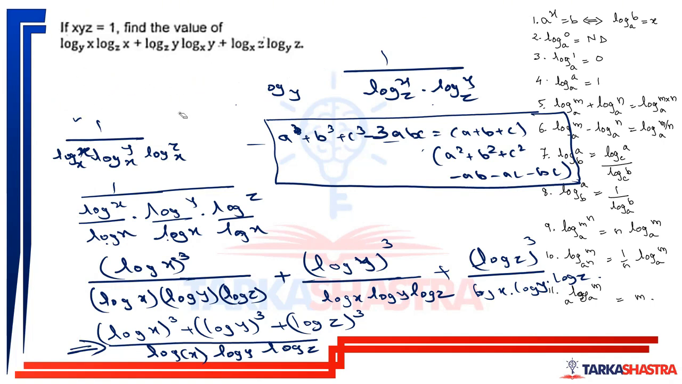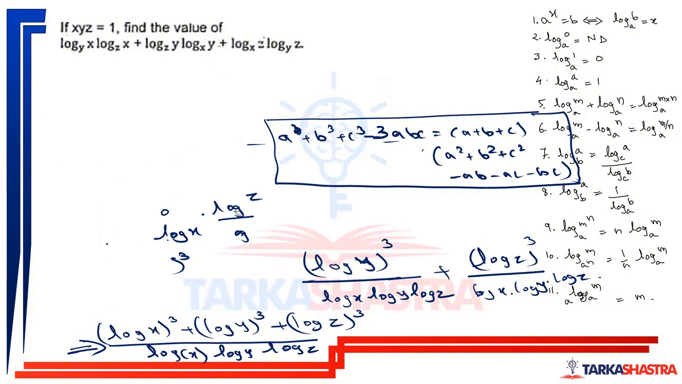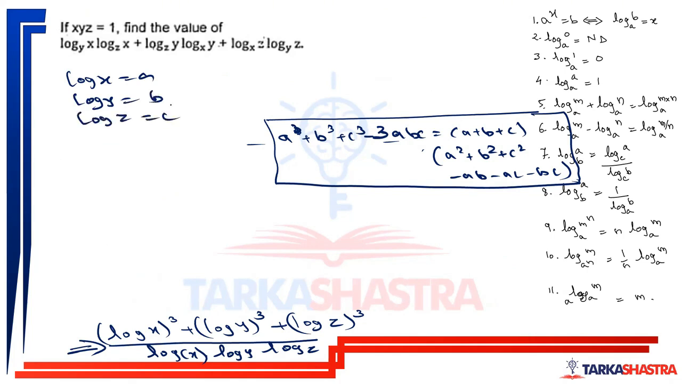So what we have, now let us say log x is equal to a, log y is equal to b, and log z is equal to c. Now what will be a plus b plus c? This is your a plus b plus c. So a plus b plus c will be log x plus log y plus log z, which is nothing but log xyz, since log m plus log n becomes log of m into n.